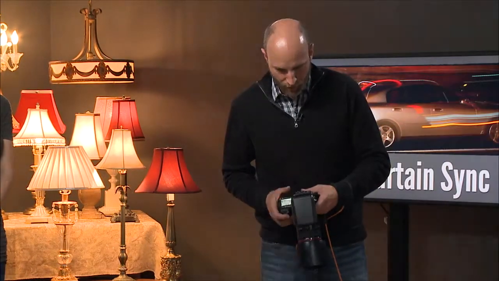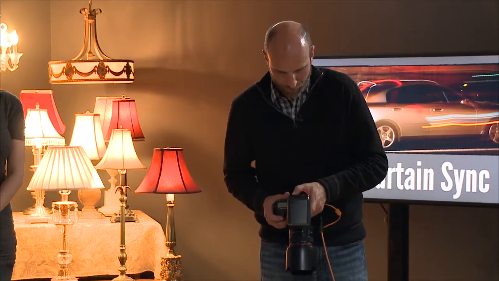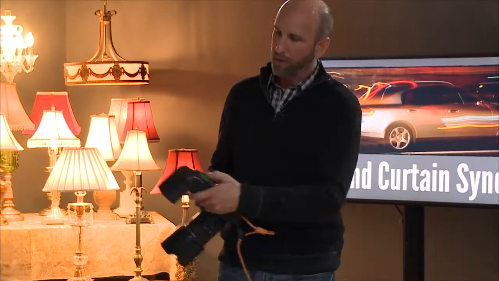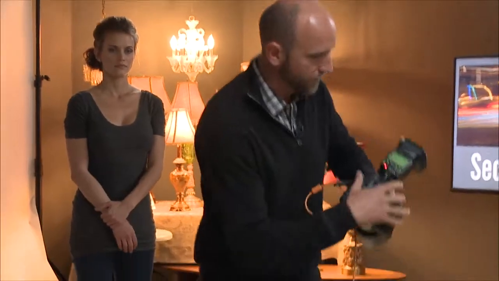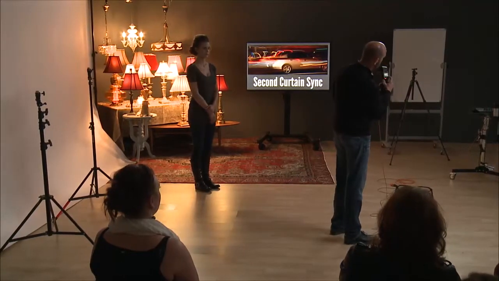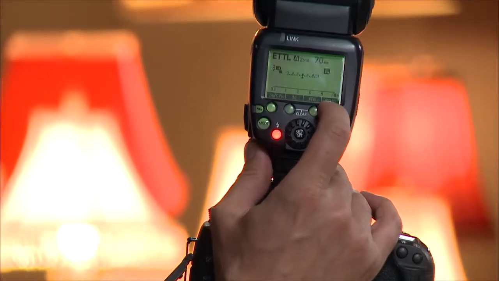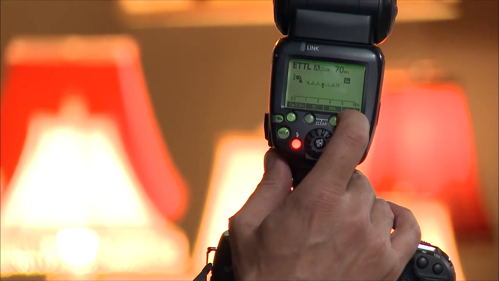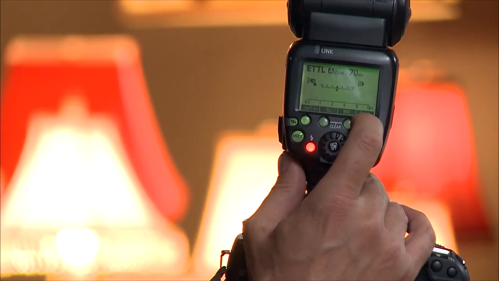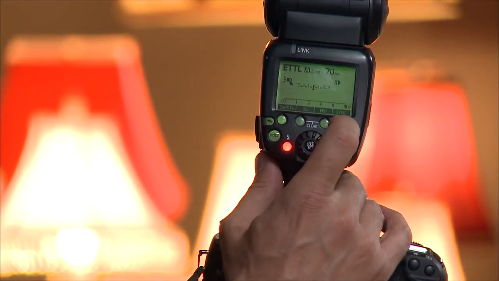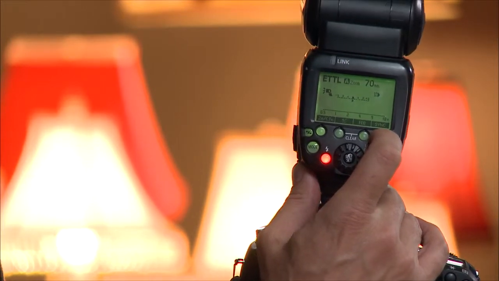There we go. All right, sync. There it is. So on the flash itself, I'll see if I can show everybody here. There's a button that says sync. When I push that, the first thing that shows up is a little H, that's for high-speed sync. And the second thing that shows up is a bunch of little triangles, and that's saying rear curtain sync.